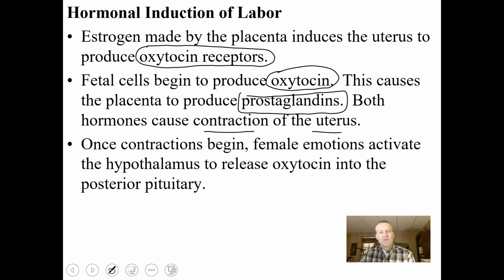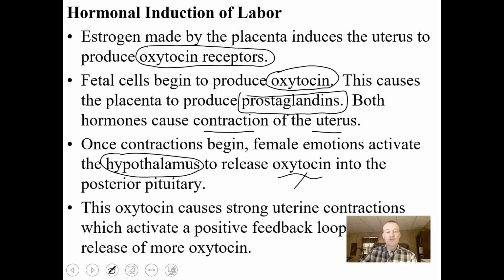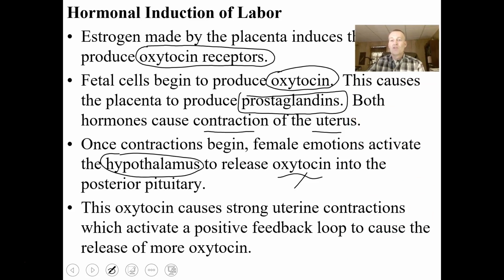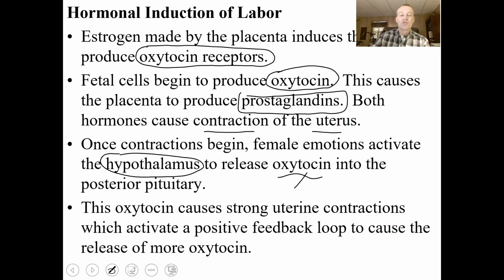Once contractions begin, like at the very end of pregnancy, female emotions will activate the hypothalamus to release oxytocin into the posterior pituitary. That goes into circulation and will go down to the smooth muscle tissue of the uterus. So this oxytocin will cause strong uterine contractions, and then a positive feedback loop will develop. When you have really strong uterine contractions, that causes a signal to go up to the hypothalamus to cause more release of oxytocin, which causes more extreme contractions. So that positive feedback loop eventually ends after the birth of the child.